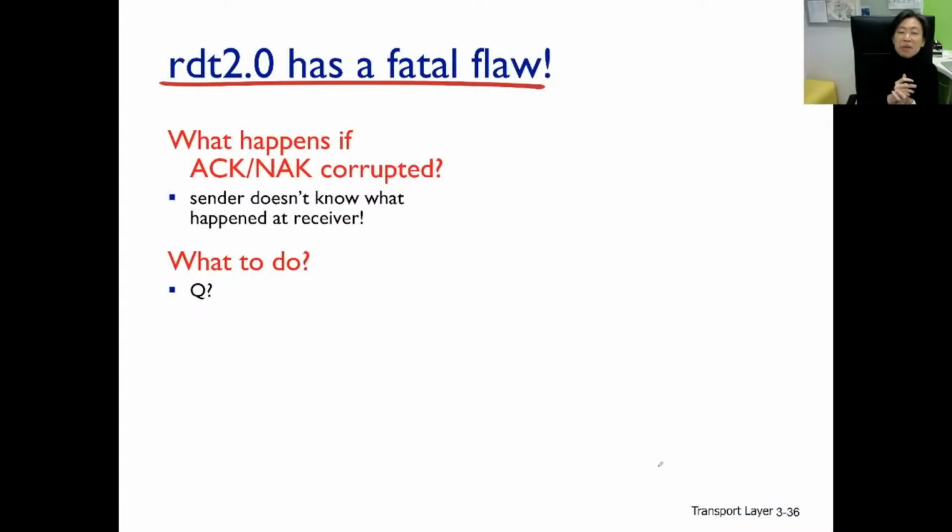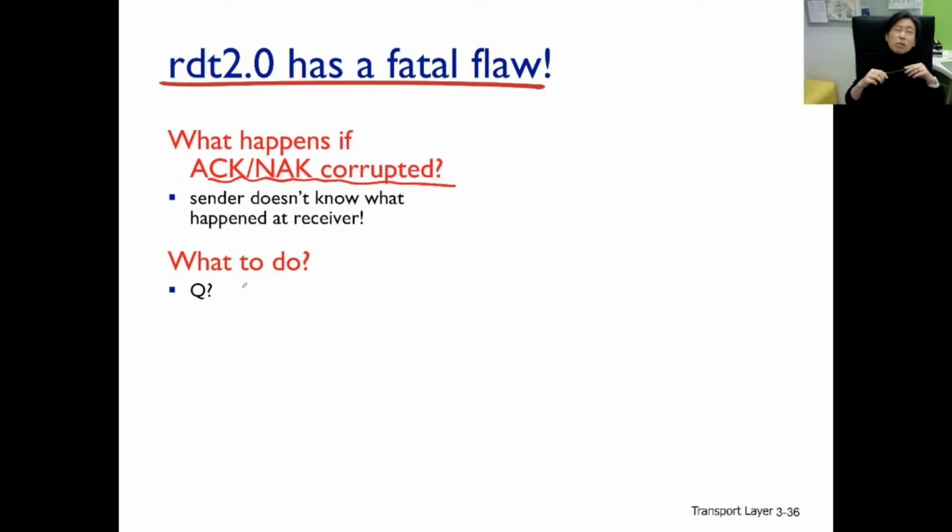RDT 2.0 has a fatal flaw. If data can be corrupted, a receiver needs to send ACK and NACK to provide feedback to the sender. The ACK and NACK coming from the receiver to the sender, those packets can also be corrupted. So what if that feedback packet is corrupted? Then the sender will not know whether it's really an ACK or a NACK. So should the sender retransmit, or should the sender say, okay, I'm just going to wait for another call from above? Dilemma.